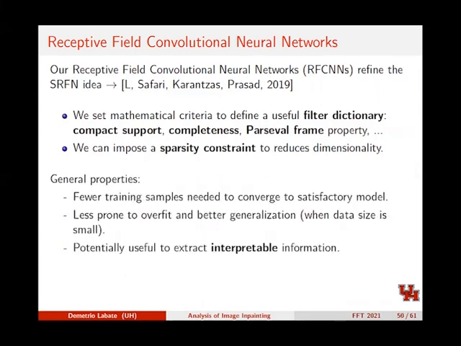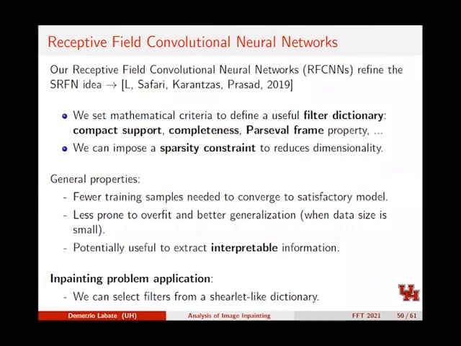And so in general, one finds that if you use this type of approach, specifically when you're dealing with problems where intrinsic dimensionality is not very high, fewer training samples are needed to converge to a satisfactory model. You end up with a network which is less prone to overfit. And in addition, because you choose your filter out of a dictionary, it is potentially useful to extract interpretable information. Now, specifically for the inpainting problem, the theory suggests that multiscale directional filters may work well, right? I mean, they are expected to work well with a special type of data.